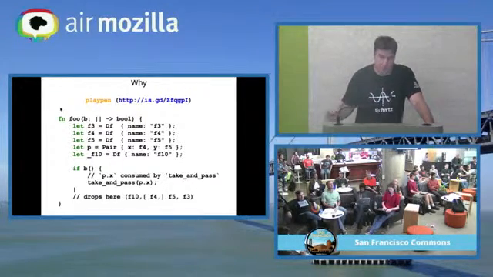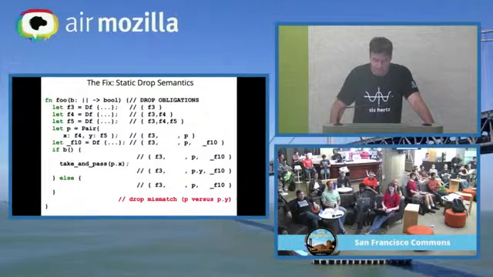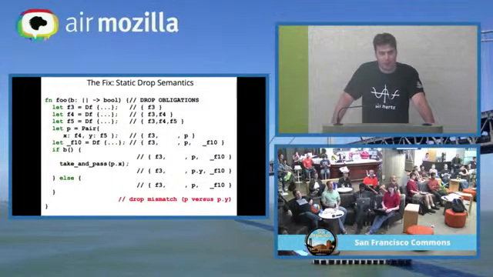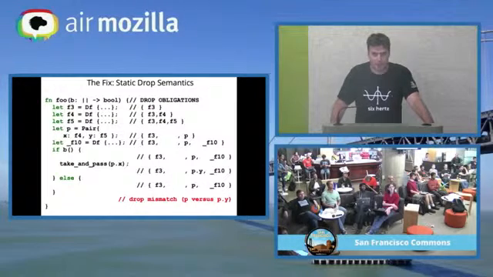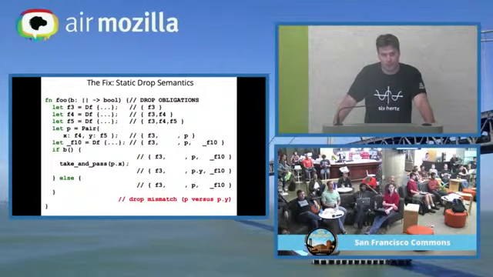So that's Rust today with the dynamic drop semantics. How can we fix this? How can we get rid of the drop flag? The fix that we're planning to adopt, and I'll have an RFC out for this soon, is a switch from dynamic drop semantics to static drop semantics.